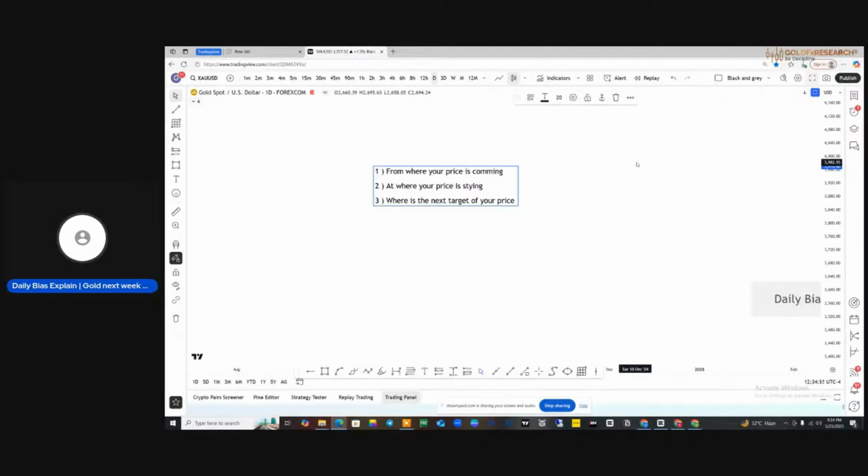Before starting anything, you absolutely need to always keep these three important things in mind. Whether you are marking structure, looking at the daily bias, or planning an entry, before starting anything, you need to be clear about these three things. The first thing is, where is your price, the structure you are looking at, coming from, and where is it currently standing. Once these two things are clear to you, the answer to the third question will automatically come to you. Where is the market price likely to go next?